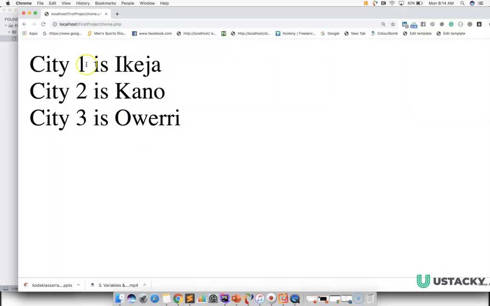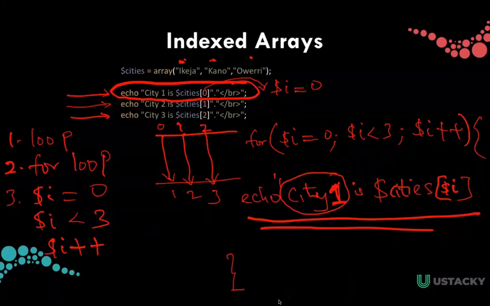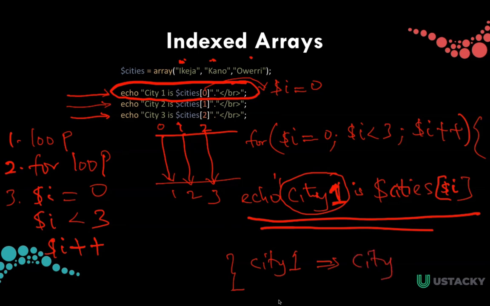So we refresh. So we have CT1 is Ikeja, CT1 is Kano, CT1 is Owerri. So let us find a way to manipulate this value to be 1, 2, 3. So to write CT1, I'm writing it as CT. You notice that at every point in time, our $i is increasing. It starts from 0. So it means this one should be 1 plus $i. So we can have something like this, $i plus 1.